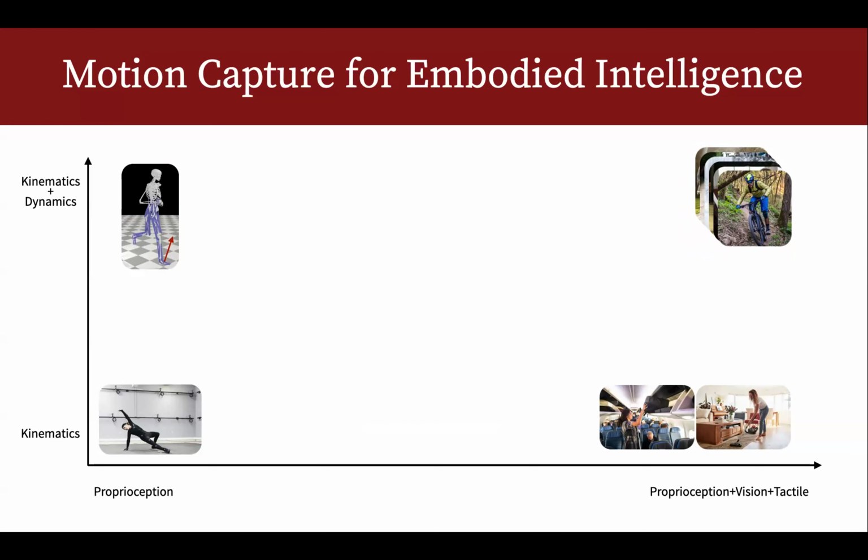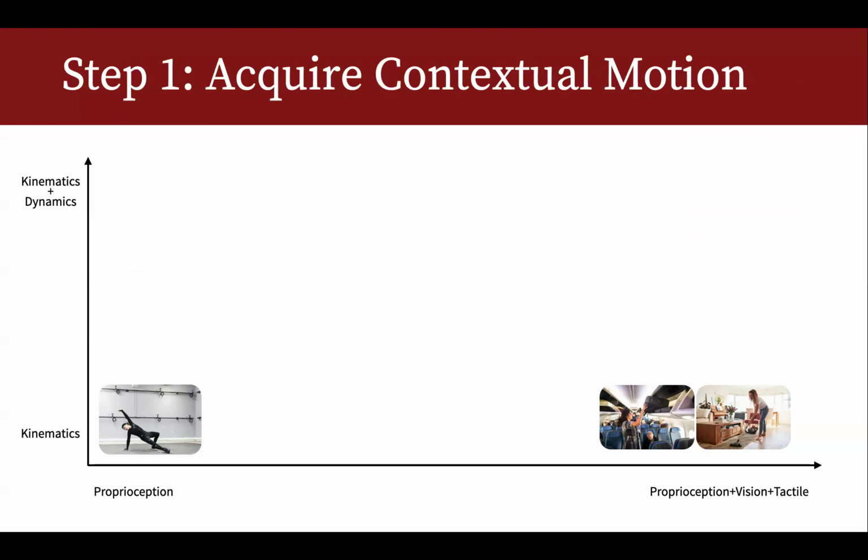So how do we get there? I propose three steps, and this is exactly what's shown here. The first step is that we need to be able to acquire contextual motion, not just the motion of the subject itself, but also the world around the subject.